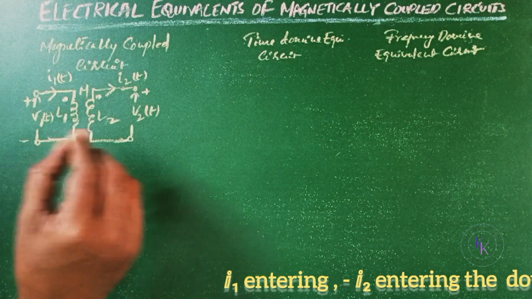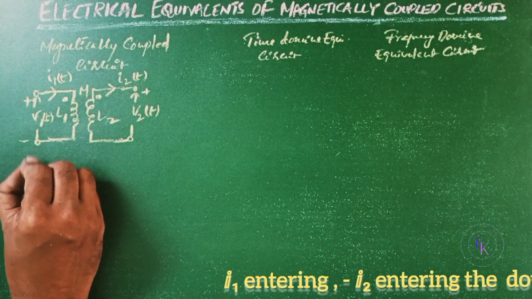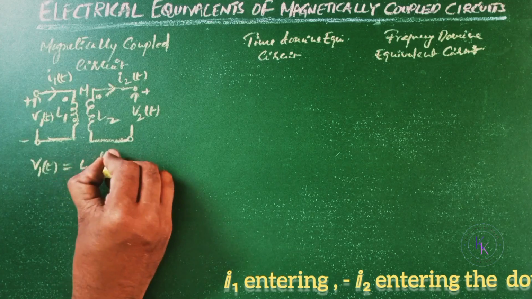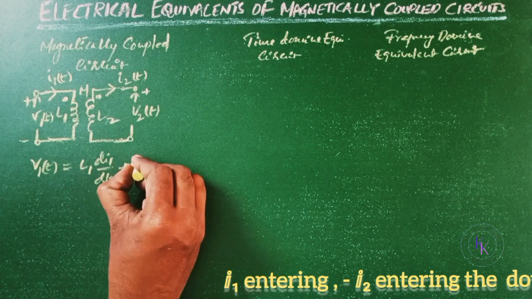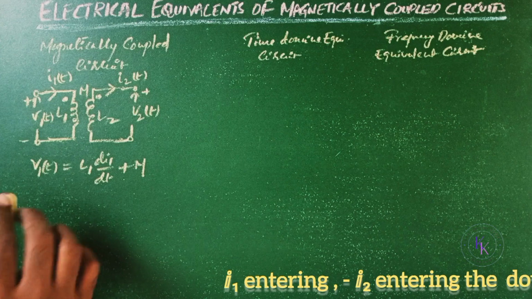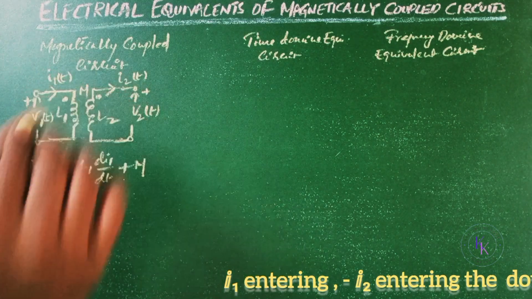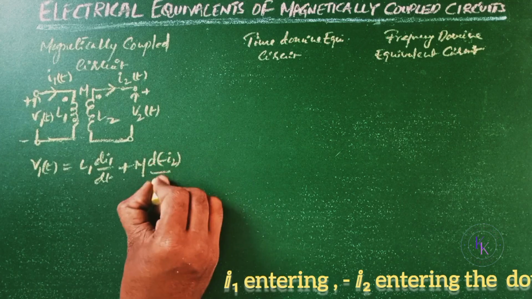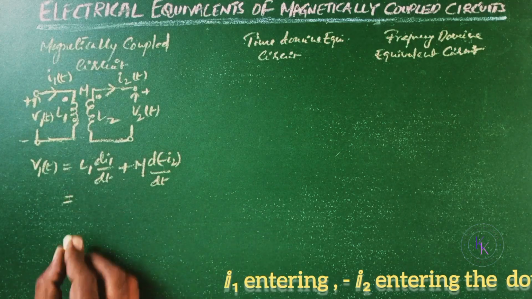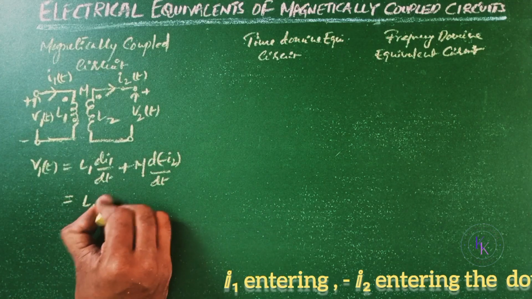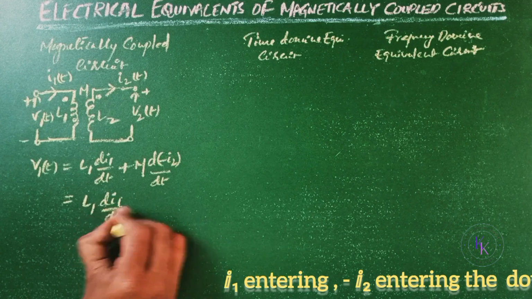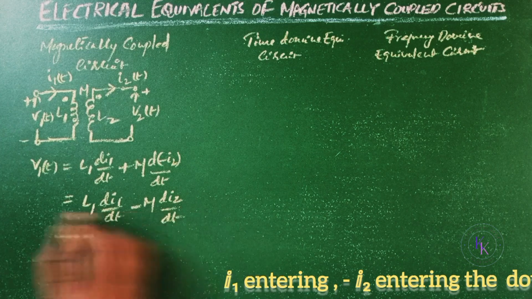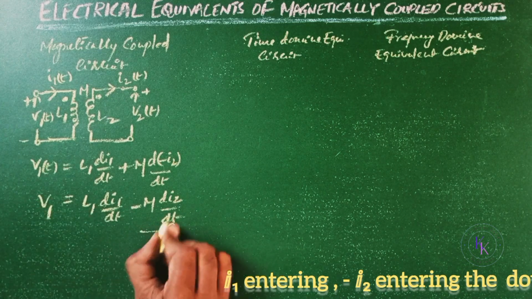Then applying KVL for this magnetically coupled circuit, V1 of t equals L1 di1 by dt plus the mutual flux M is positive as I1 is entering and minus I2 is entering. Then M d of minus I2 by dt. This equation will become L1 di1 by dt minus M di2 by dt. This is our V1, that is equation 1.